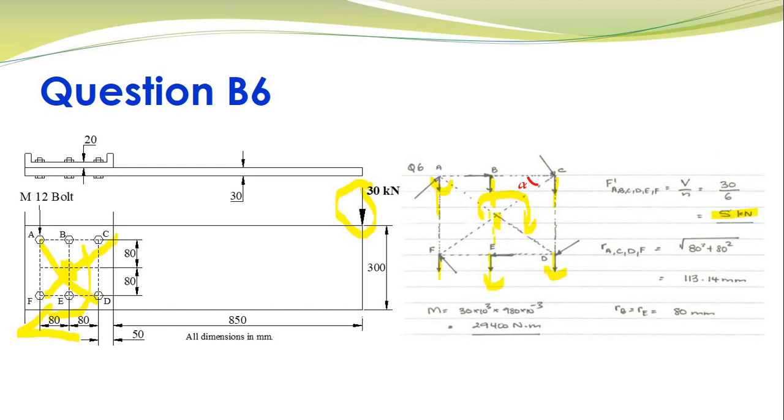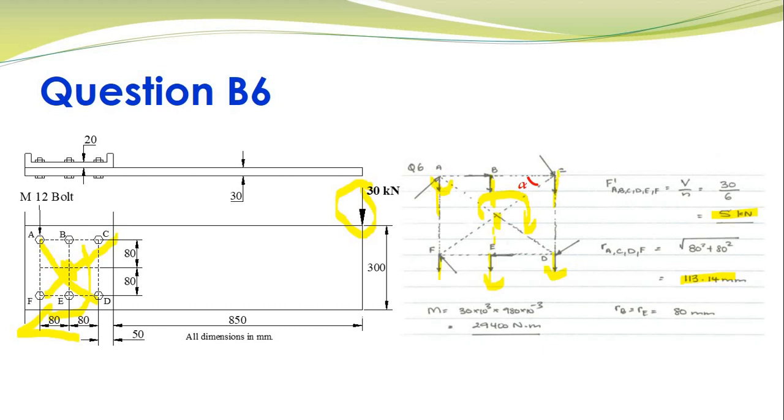Now the next thing is I can find the distance of each bolt from the centroid. So the centroid is right at the center over here. Now what we do is we find the distance of each bolt from the centroid. So for RA, when we look at RA over here, this is 80 in the horizontal direction, and vertical direction is also 80 mm. So we can find the distance: it's 80 squared plus 80 squared, whole thing square root. So we get a distance of 113.14 mm.